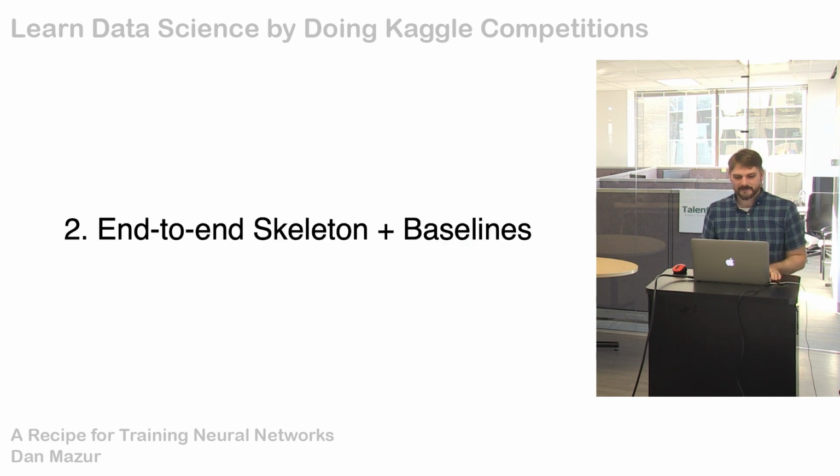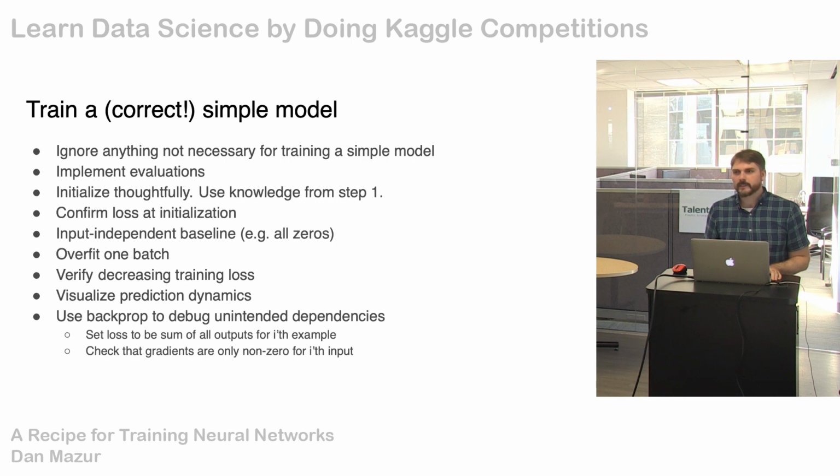Okay, we'll move on. Step 2 of the recipe is building the end-to-end skeleton and baselines. This section is full of rapid-fire tips from him. I pulled out a few of the ones I found most interesting, but it's definitely good to go and read this section of the blog post in detail. Some of his tips: in order to train a correct simple model, ignore anything not necessary for training a simple model. So do that, minimum viable product, just get an end-to-end system working and working correctly. Implement evaluations early on in the process.